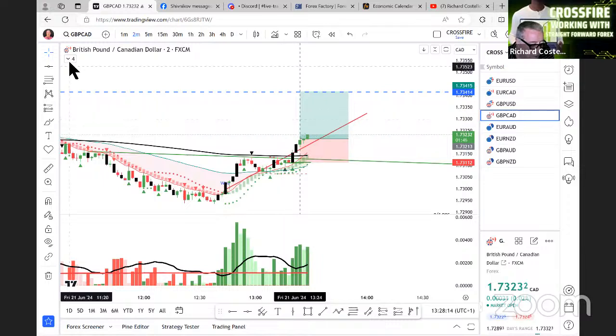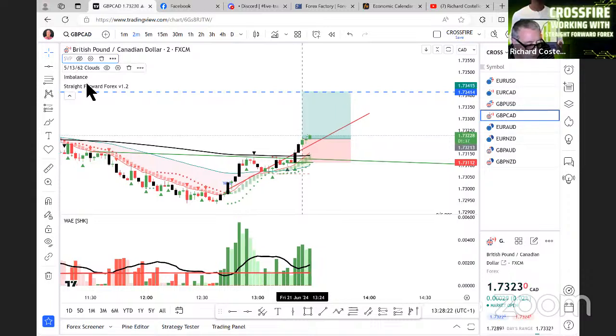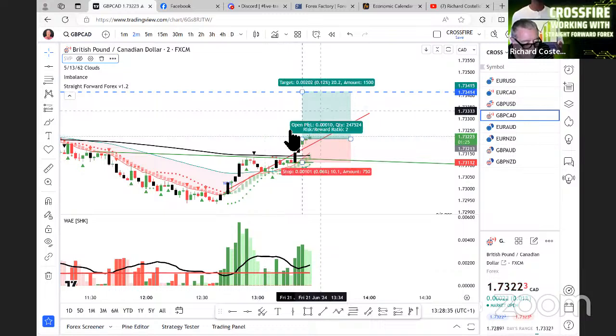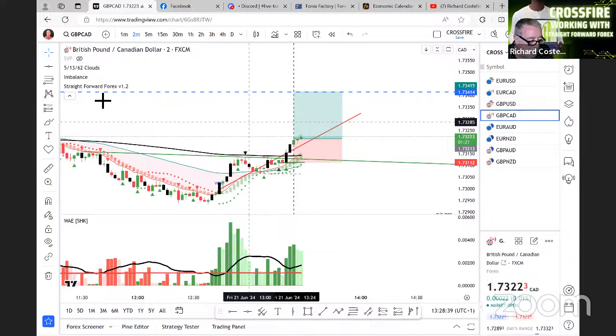Now, assuming that the news is not good for the Canadian dollar, I would expect the value of the British pound to increase. If it's good news for the Canadian dollar, I would expect that price to go downwards. So we'll leave that. We'll just wait and see what happens.